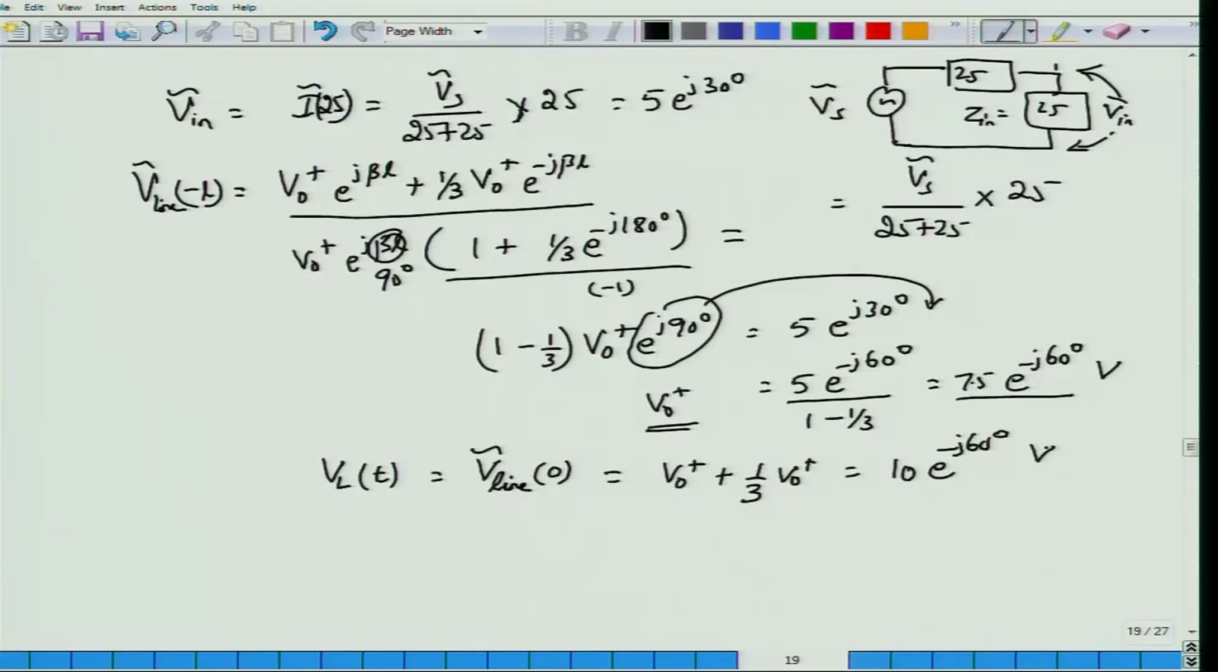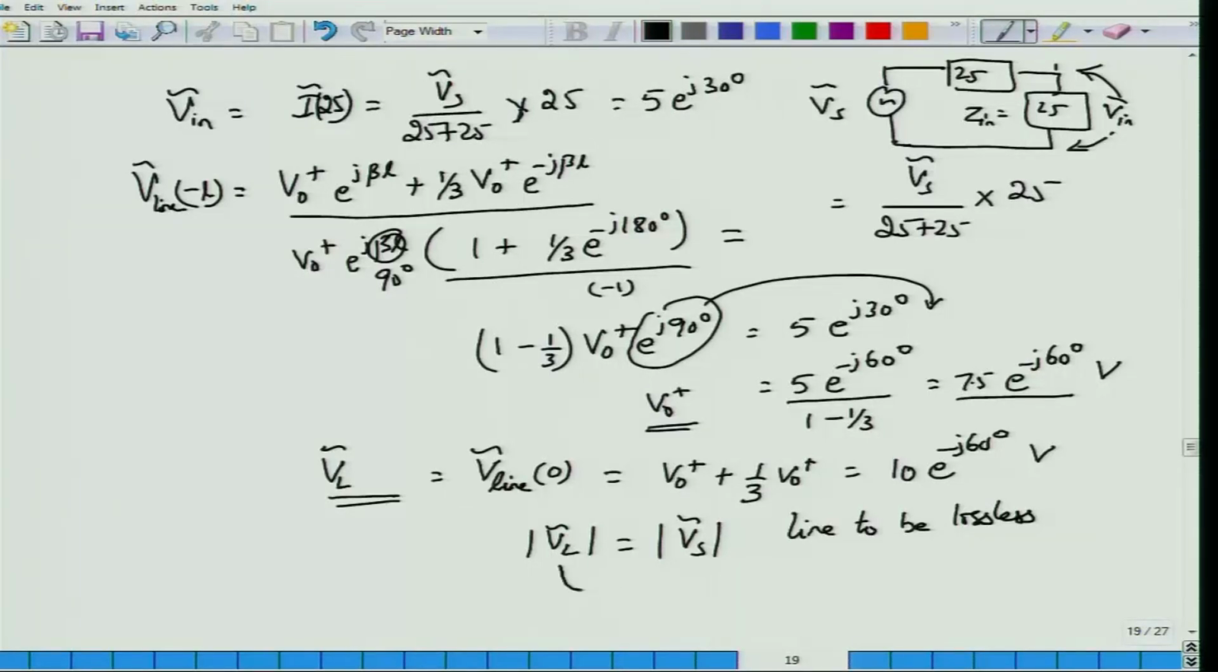You might be surprised to see that the load voltage is exactly equal in magnitude to the source voltage. That is, this is the VL phasor. So, the magnitude of the VL phasor is exactly equal to the magnitude of the source voltage. Okay. That magic has happened because we considered the line to be lossless. Because the line is lossless, all that the line did was to delay whatever was to be delivered to the load, and that essentially is the reason why the load voltage magnitude is the same as the source voltage.